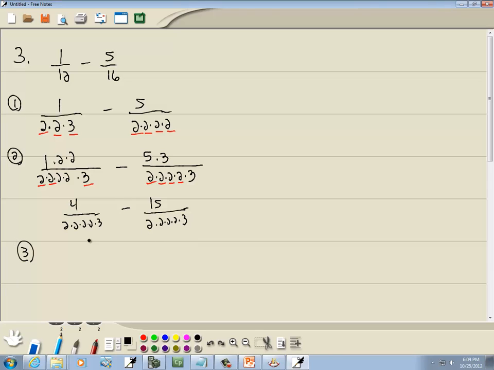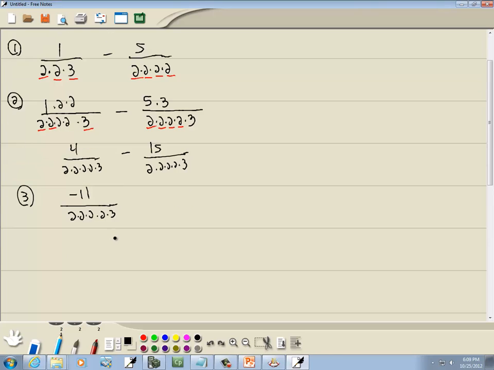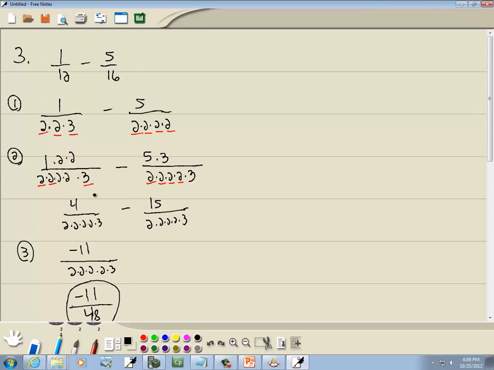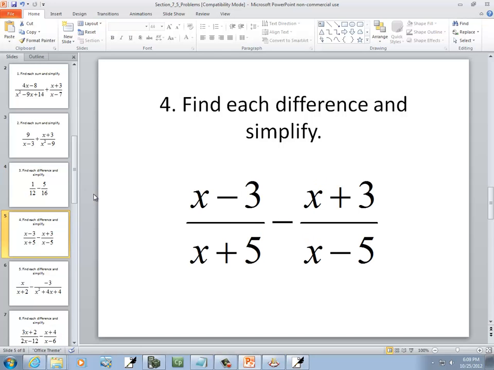Well, add or subtract top parts. 4 minus 15 is negative 11 over this. Now step 4 says factor your top, factor your bottom. 11's prime. I can't do anything with it. So actually, all we can do here is go ahead and multiply the bottom parts together. 2, 4, 8, 16 times 3 is 48. So our answer is negative 11/48. So again, we're not doing anything special. This is the exact same steps we did when we were working with numbers. Let's look at this problem.